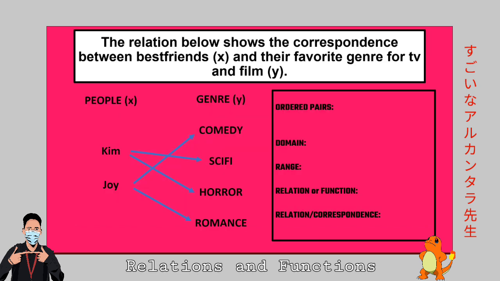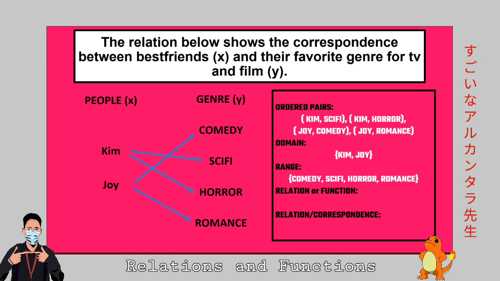So it's important again to start with examples. Below is the relation that shows the correspondence between best friends, besties, and their favorite genre for TV. So we have the following people, Kim and Joy. Our first ordered pair is Kim and sci-fi. Then we have Kim and horror. Then we have Joy, comedy. Then we have Joy, romance. For the domain, we only have Kim and Joy. For the range, what we have here is comedy, sci-fi, horror, and romance. Now, here's the question. What do you think? Is this a relation or is this a function?